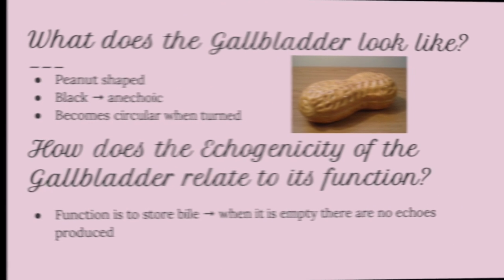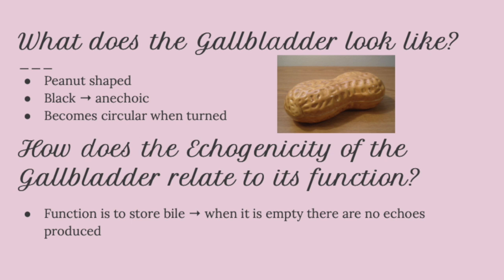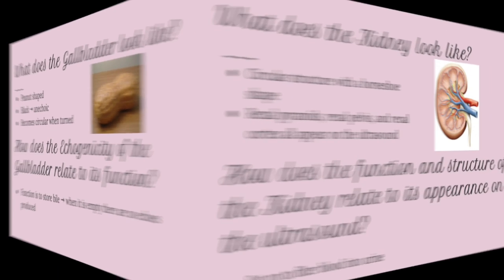Now we have the questions: what does the gallbladder look like, and how does the echogenicity of the gallbladder relate to its function? The gallbladder looks like a peanut-shaped structure that was black. When the transducer was rotated 90 degrees, the gallbladder became smaller and more circular. The gallbladder is an anechoic sac that stores bile. The gallbladder relates to its function when it is empty. The echogenicity is black because there are no echoes produced in return.